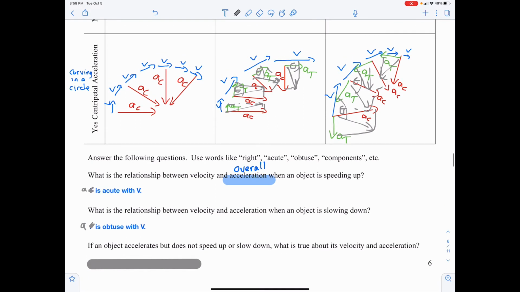And if it accelerates, but it does not speed up or slow down, that means we're talking about centripetal acceleration, meaning we're talking about uniform circular motion. Again, uniform circular motion means that we're moving in a circle at the same speed, but we're accelerating because we're changing direction. In this case, velocity is perpendicular to acceleration. Velocity goes tangent to the curve, and acceleration goes perpendicular to that, pointing to the center of the circle.